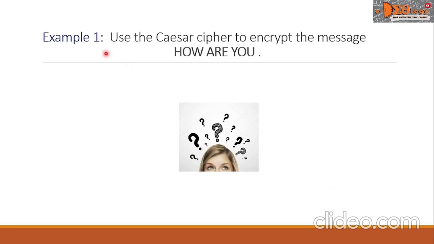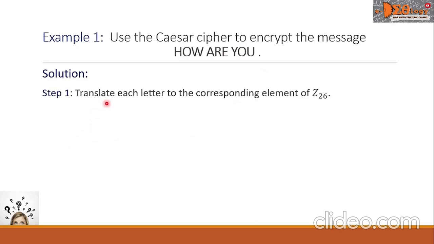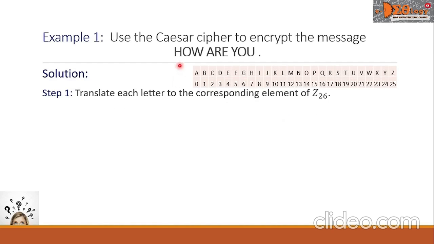Let us see example 1. Use the Caesar cipher to encrypt the message, "How are you?" Step 1. We translate each letter to the corresponding element of Z sub 26. We have this alphanumeric table above. Then we write the message "How are you?" down here. For each letter, we will write the corresponding number based on this table. H is 7, O is 14, W is 22, and so on.